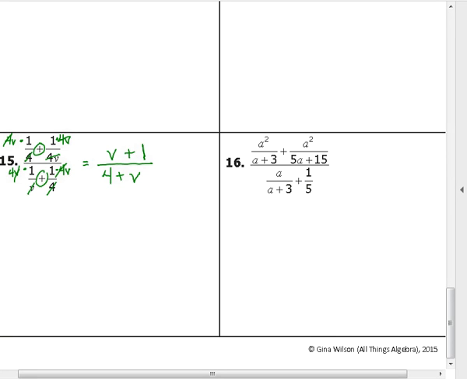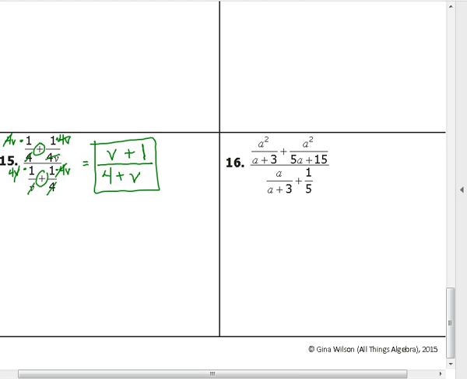At this point, I would look to see if I can factor and cancel anything. Nothing factors, nothing cancels, so I'm at my final answer. Now, we would have gotten to the exact same conclusion if we had gotten a common denominator in the numerator and a common denominator in the denominator and flipped and multiplied. A lot of times, though, this ends up being a little bit quicker.